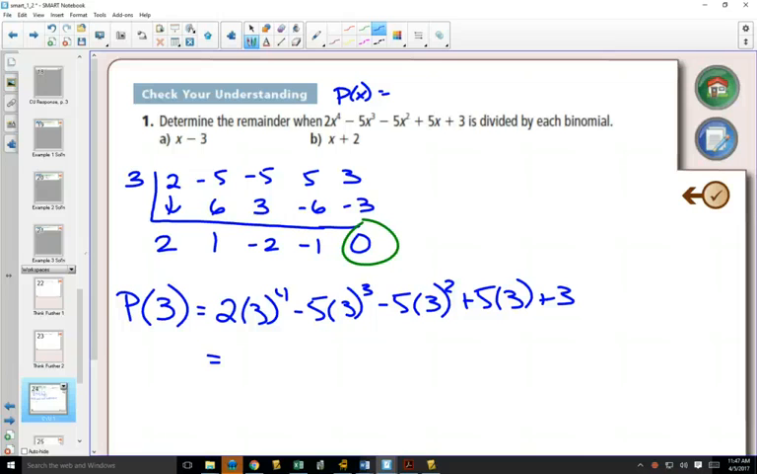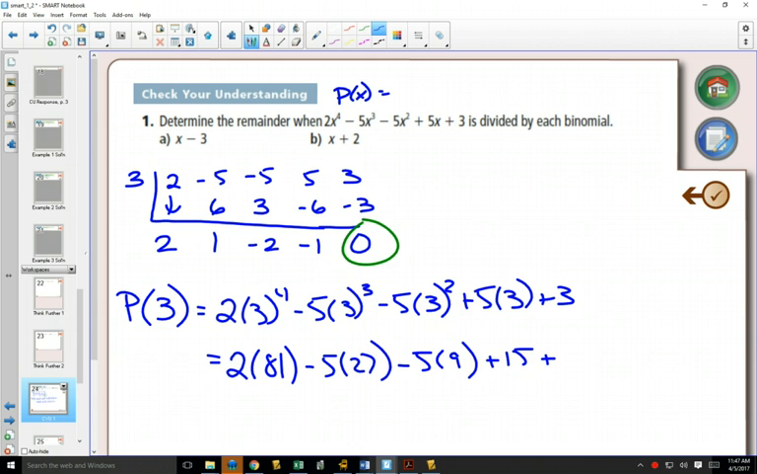And in this case, I'd have 2 times 81 minus 5 times 27 minus 5 times 9 plus 15 plus 3. So we've got 162 minus 135 minus 45 plus 15 plus 3. It's equal to 0. I hope you see in this case that the synthetic division was actually quite a bit nicer.